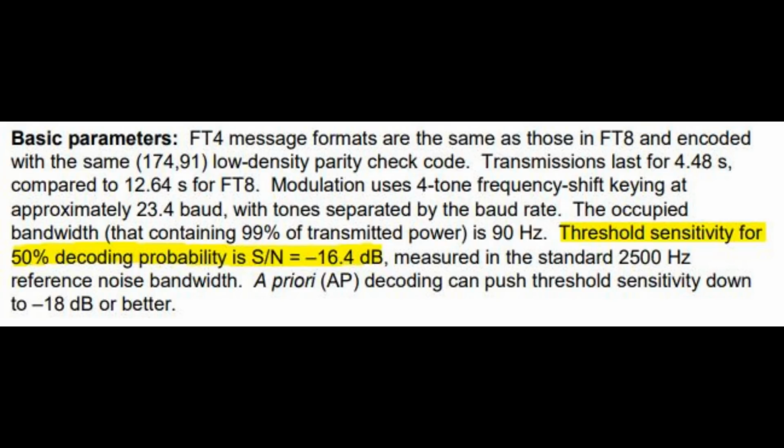Now the sensitivity threshold for about a 50% decode rate of FT4 is around minus 15 to 16 dB. So that means it is a 5 dB difference to FT8. FT8 works at around minus 20. So you lose a little bit of sensitivity. However, what you lose in sensitivity, you gain in the extra speed of FT4. So in an HF contesting environment, you're going to have strong signals, so you're probably not going to miss that 5 dB over FT8.